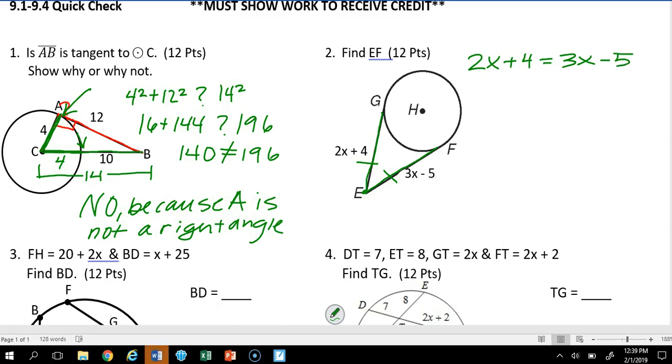So we're going to subtract 2x from both sides. That gives us an x over here. And we're going to add the 5 to both sides. So that gives us a 9 over here. Now we're not done because the problem actually tells us to find EF. So we have to plug that back in. So we're going to do 3 times 9 minus 5. That's 27 minus 5. So our answer here is 22. So EF is equal to 22.